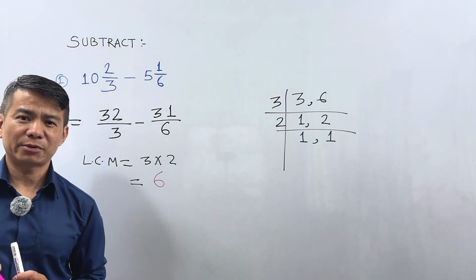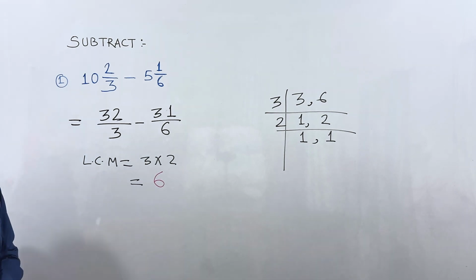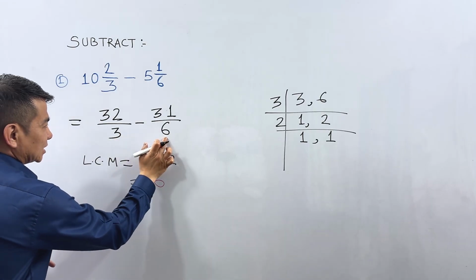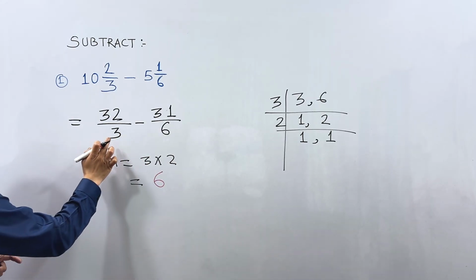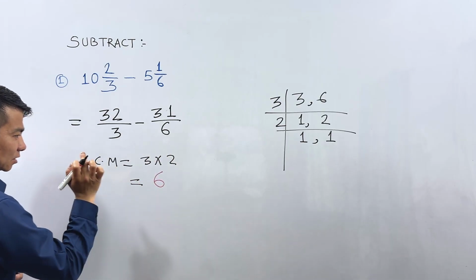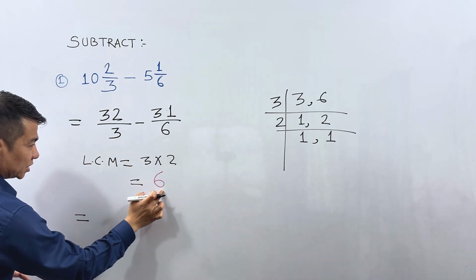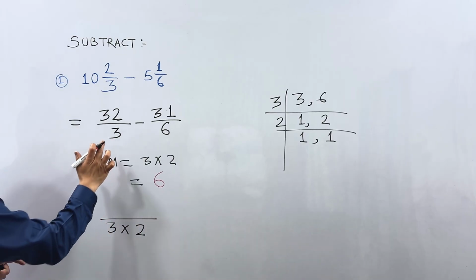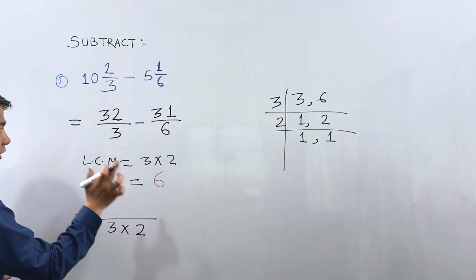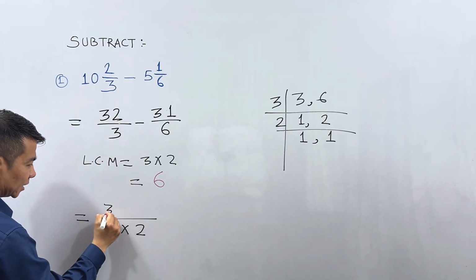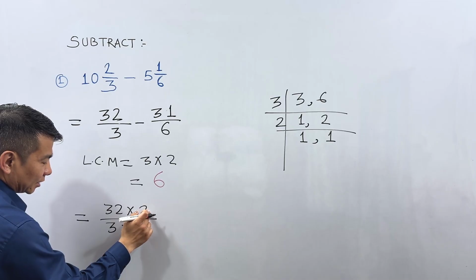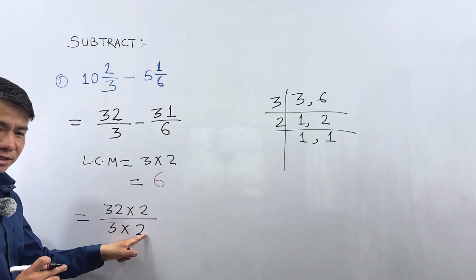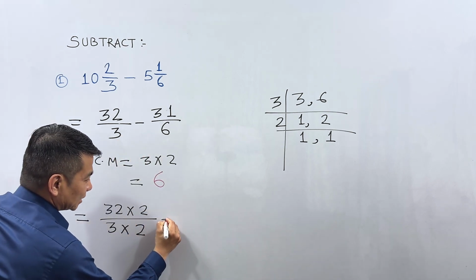Okay, so look at the board very carefully. Now the denominators here are 3 and 6 and the LCM is 6. So both the denominators must be equal to 6 now. To make this 3 equal to 6, we have to multiply this 3 by 2. And since we multiply 3 by 2 here, we should multiply this 32, the numerator, also by 2. Both these numbers should be the same. And this is very important. Remember this step.